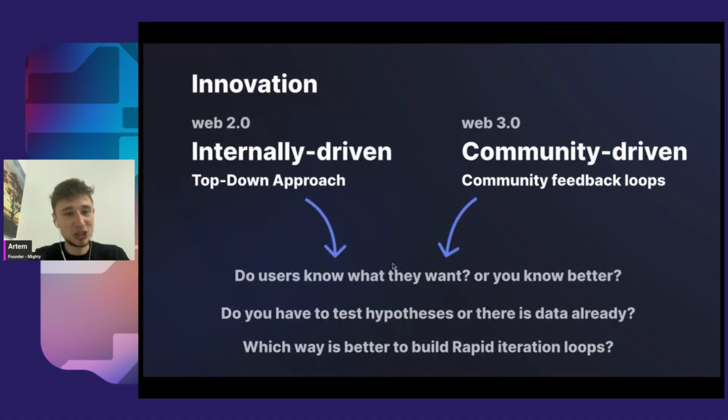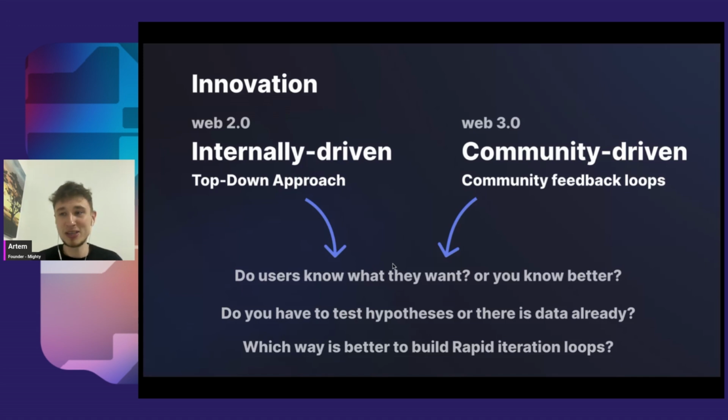In terms of innovation, in Web 2, most of the innovation is internally driven. So it's a top-down approach. And in Web 3, it's community-driven. And community feedback loops are of much larger importance. So the question you should ask here is, do users really know what they want, or do you know better? Some people would say you have to theorize on your hypothesis and you have to test with real data, which is true. You have to do that.